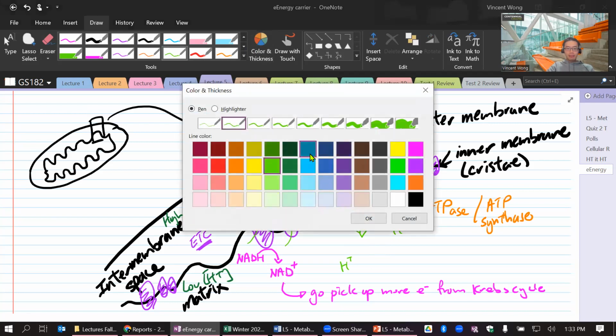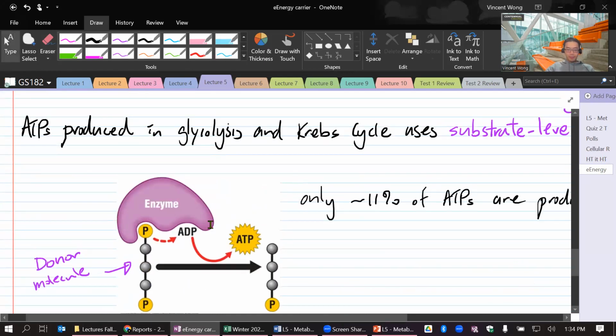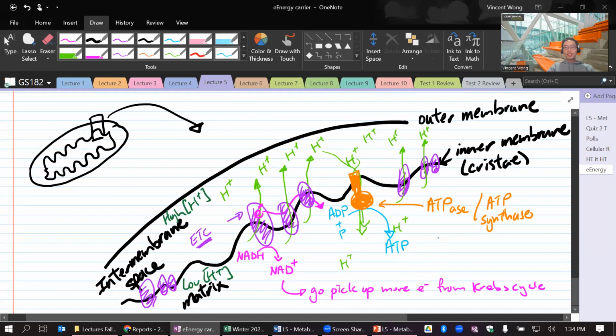As this is happening, as the H+ goes through the ATPase, the power from the gradient will be used to add phosphate onto ADP. And that's going to be generating ATP. Okay. So ATP that are generated this way, as opposed to this way, this is called oxidative phosphorylation.